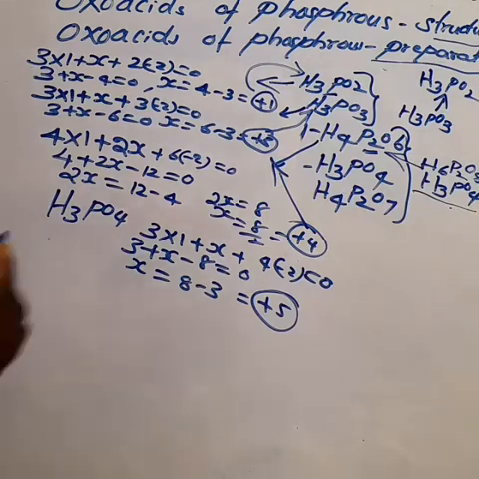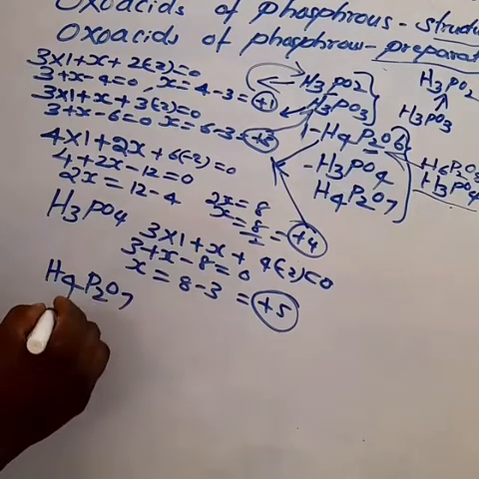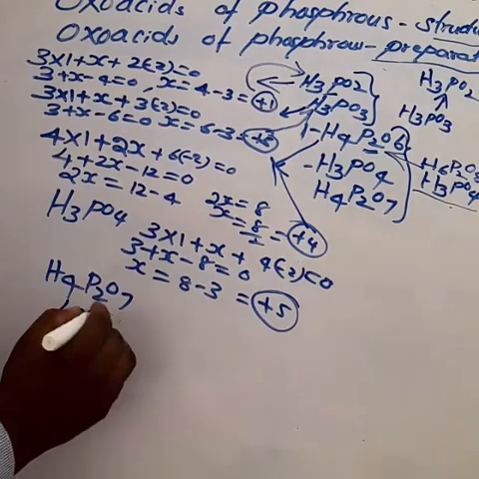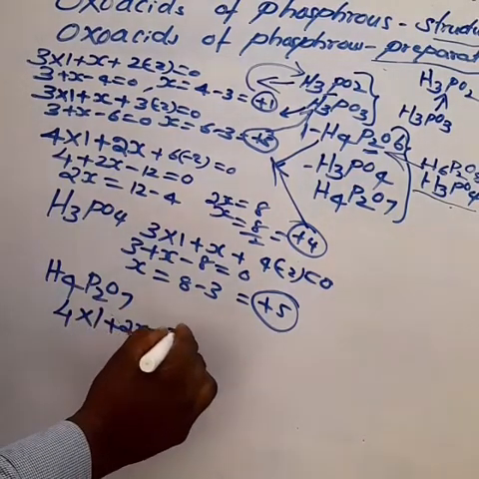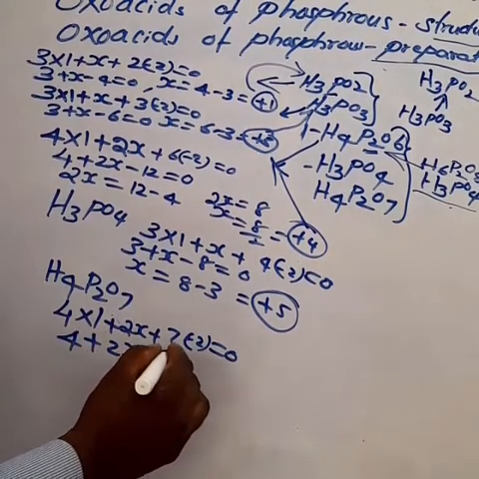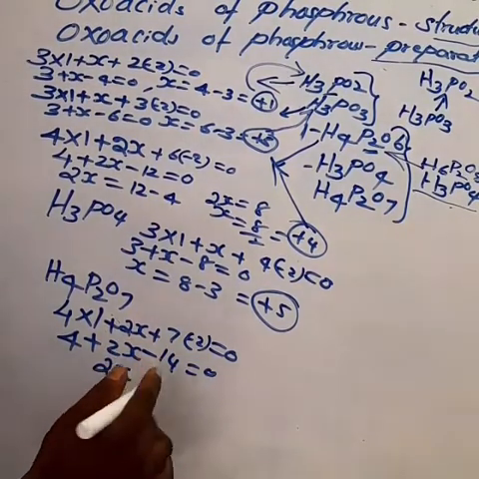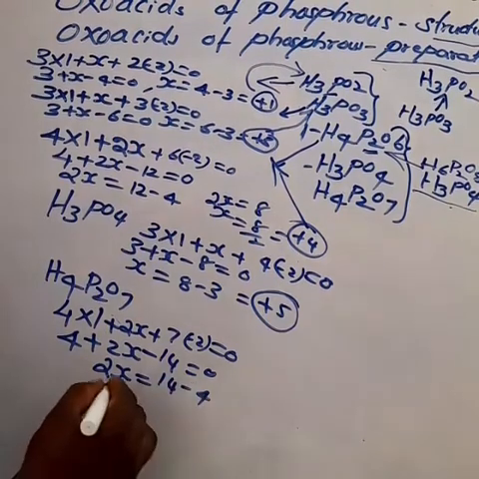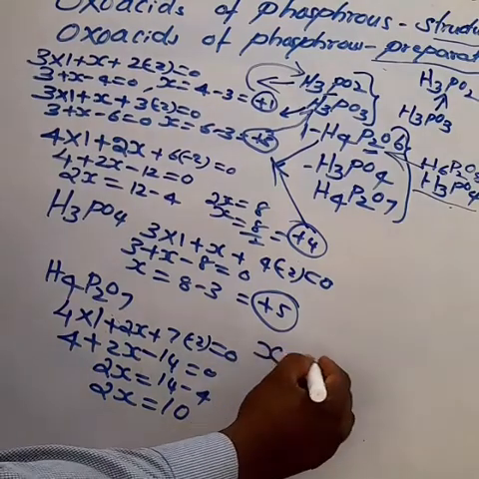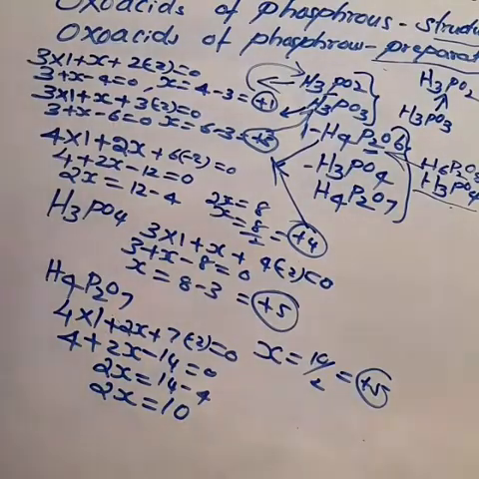Next, the pyrophosphoric acid. What is the formula here? H4P2O7. 4 into plus 1 plus 2X plus 7 into minus 2 equal to 0. 4 plus 2X minus 14 equal to 0. 2X is equal to 14 minus 4. 2X is equal to 10. X is equal to 10 by 2 is equal to plus 5 oxidation state. Like that you have to learn. Okay.